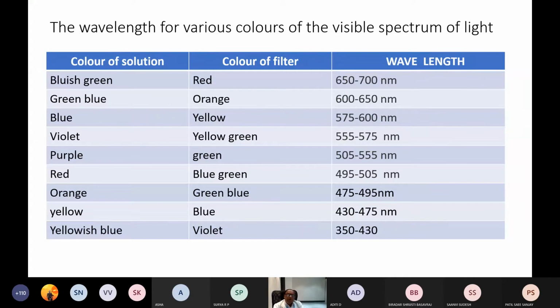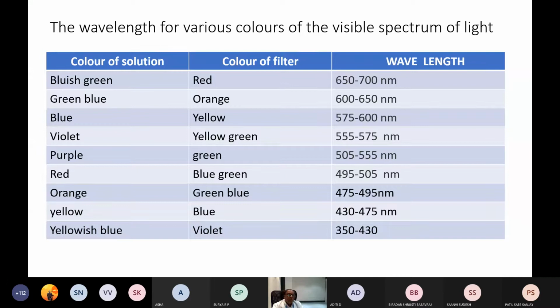In the colorimeter, the fixed filters are of a particular wavelength. Suppose it is 600, it will be only 600. But in the spectrophotometer, what can be done? There is one more advantage, that you can scan the wavelength. You can scan the wavelength.